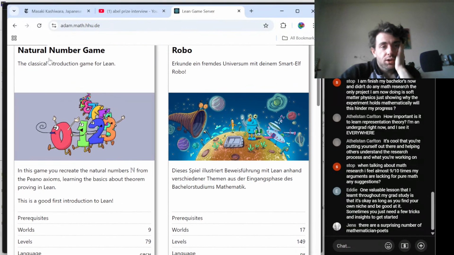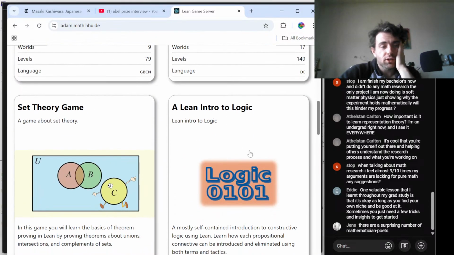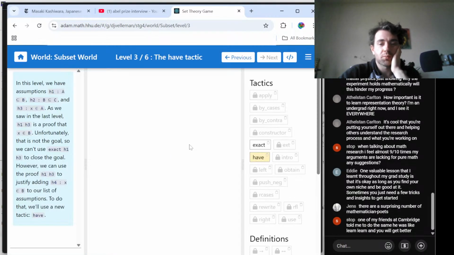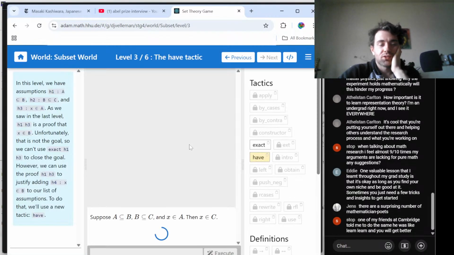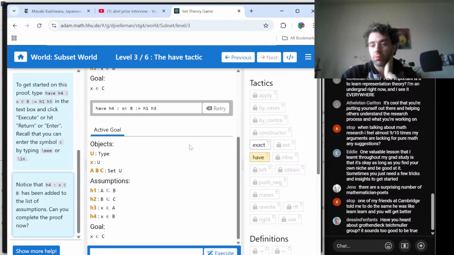So, yeah, natural number game, logic game, even set theory game. Go here, and there's nothing more rigorous. You can't hide from the computer. It's probably not the worst idea in the world to go here, and you get some practice.